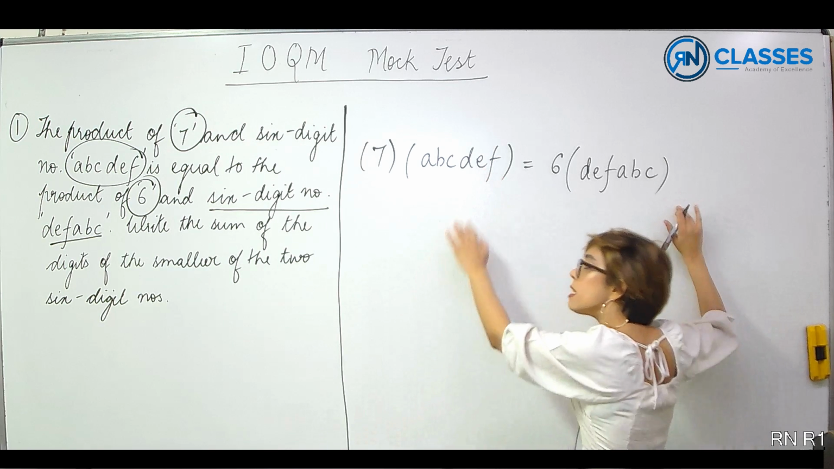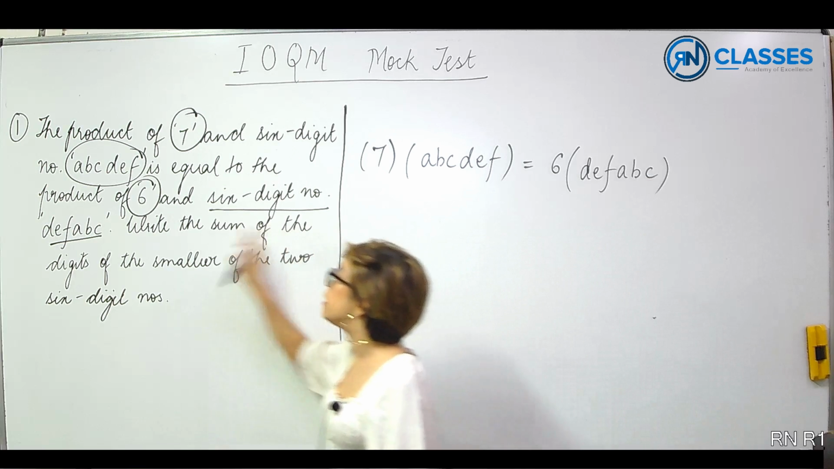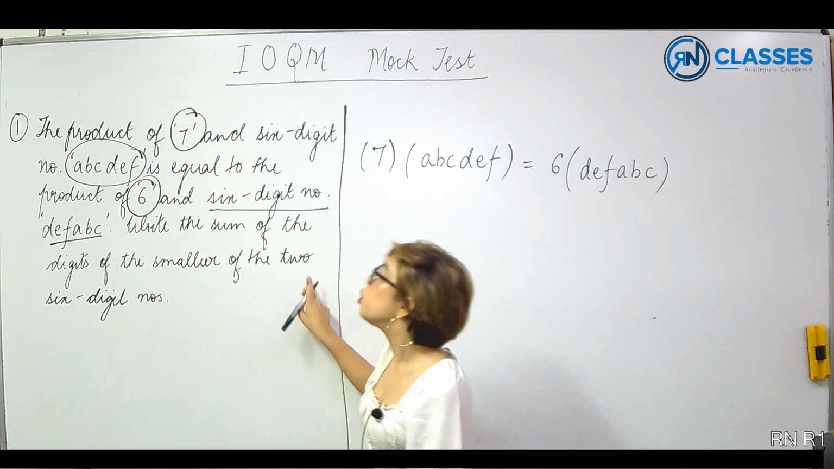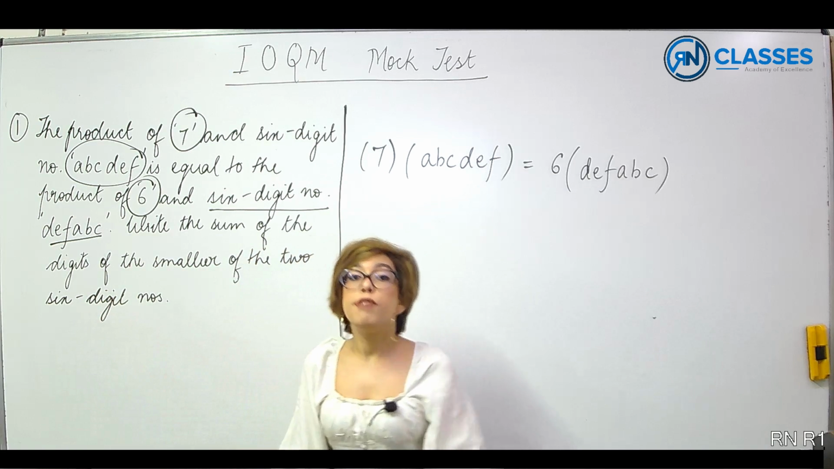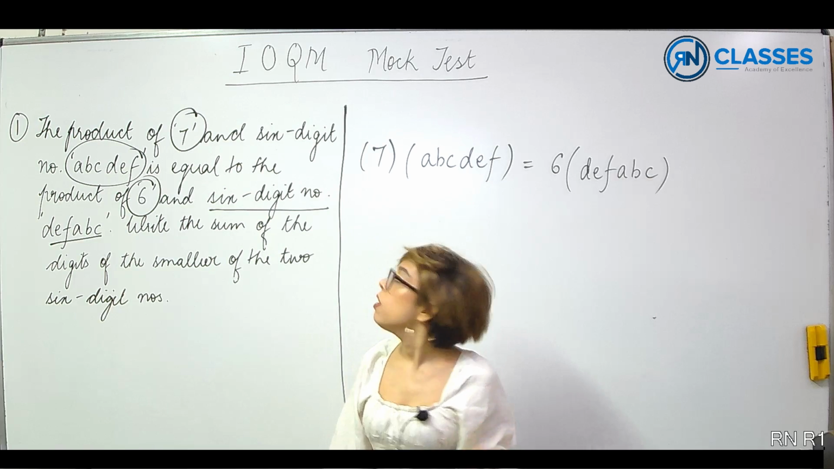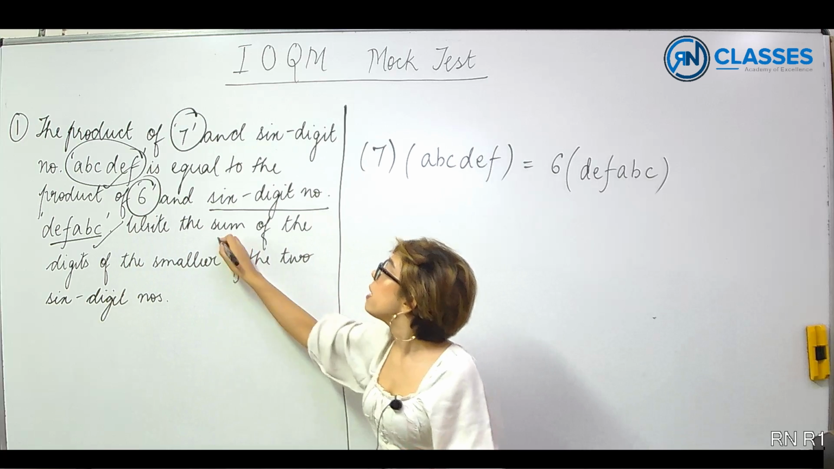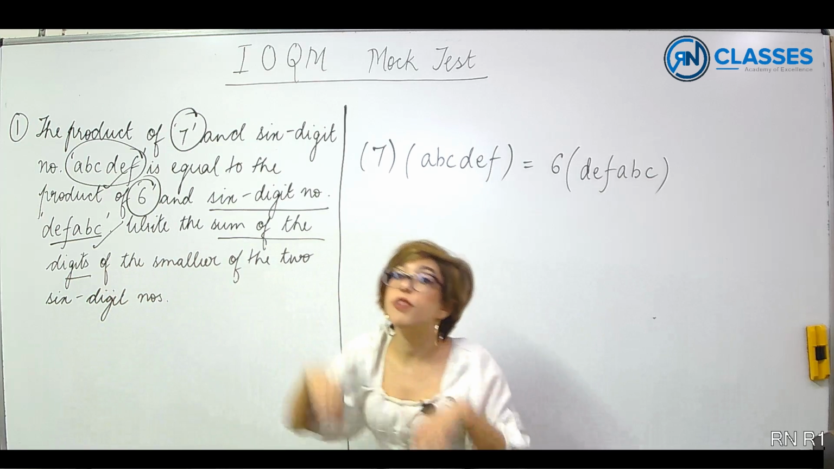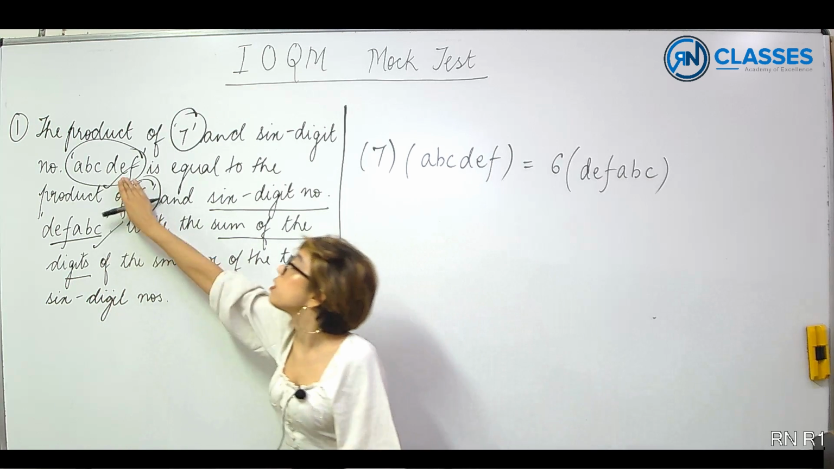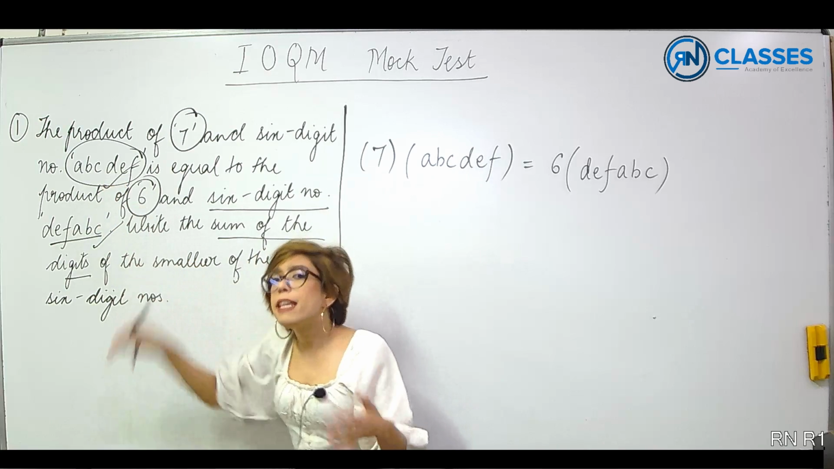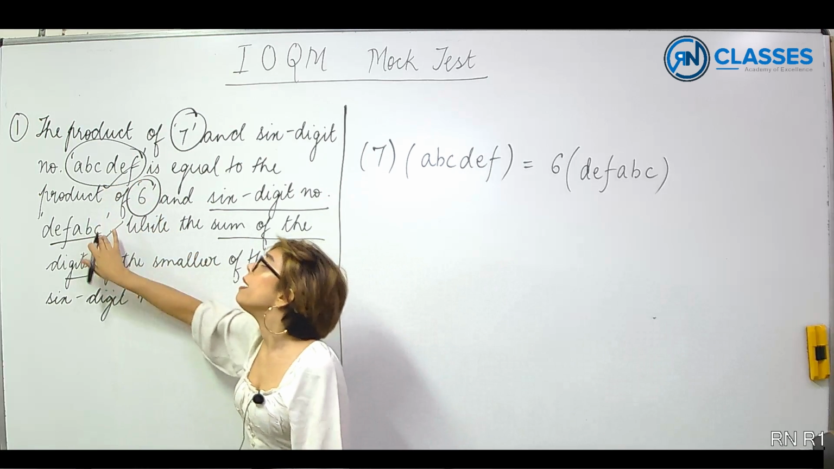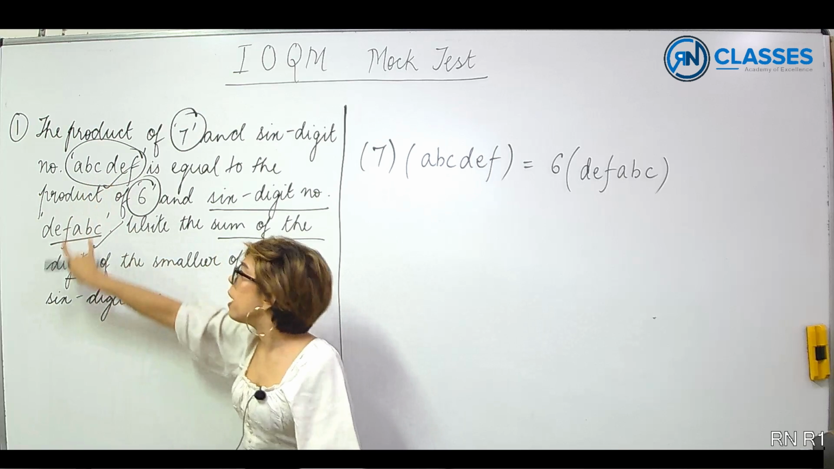Now he says if this is the case, then write the sum of the digits of the smaller of the 2 6-digit numbers. Now, which 2 6-digit numbers is he talking about? First one is this and second one is this. He says you need to write the sum of the digits of the smaller of the 2. So you need to determine which is the smaller one. Now, I can say which is the smaller one provided I know the number.